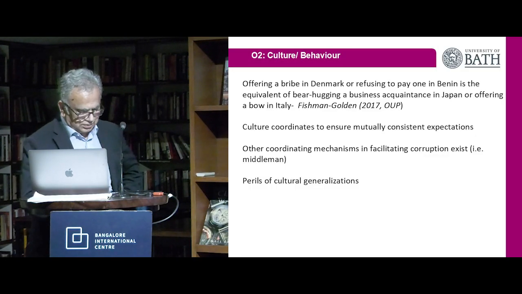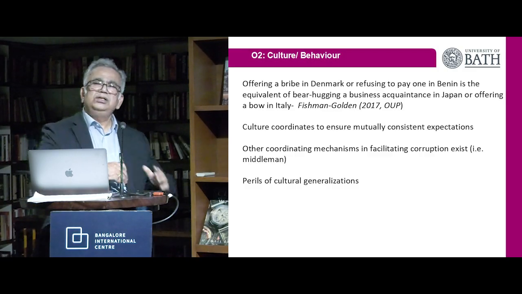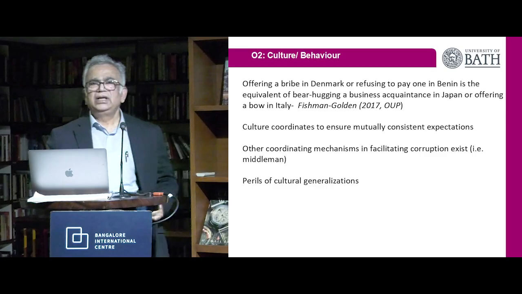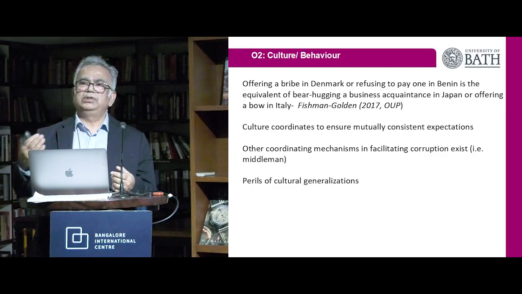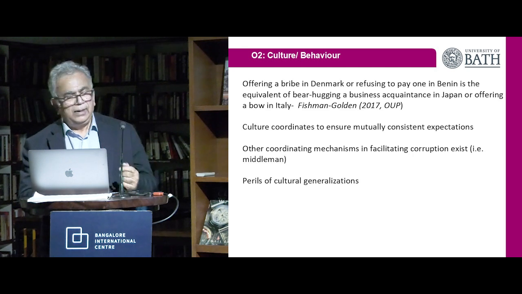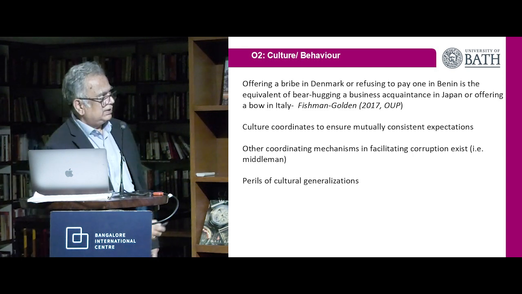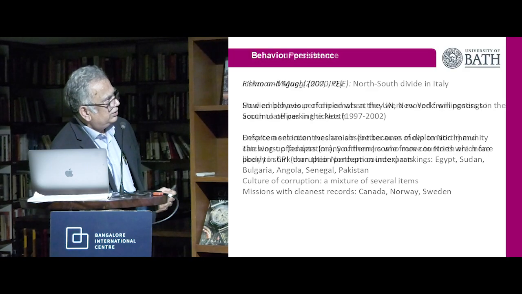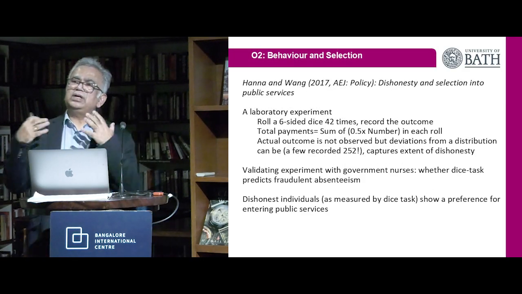What about behavior persistence, which I mentioned? Here you can't do anything. You can't create a good enough mechanism which will prevent these people. And there is, again, a sizable literature. What I'm going to look at is this one: can we do something about selection?